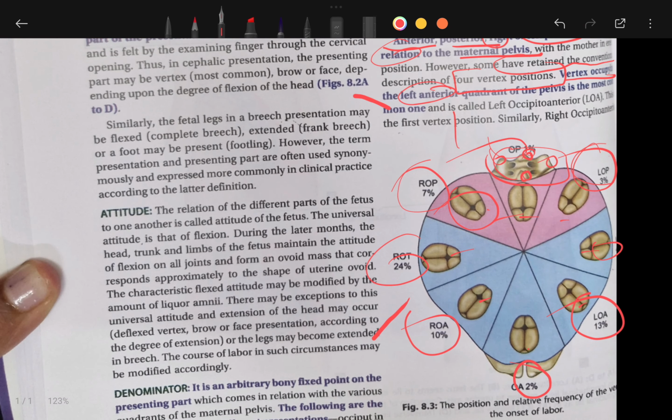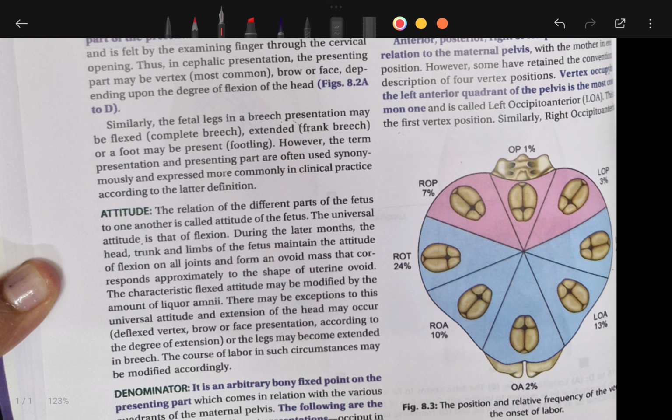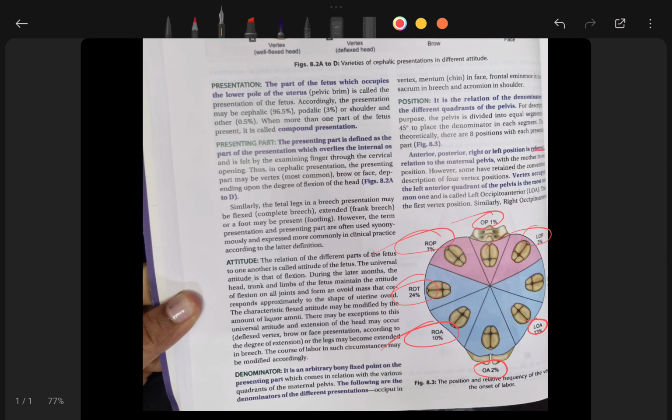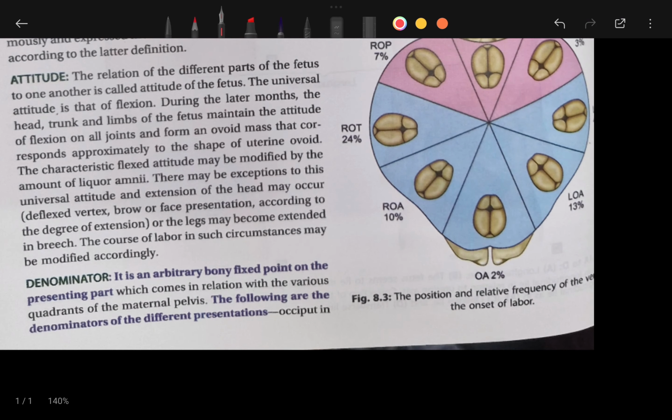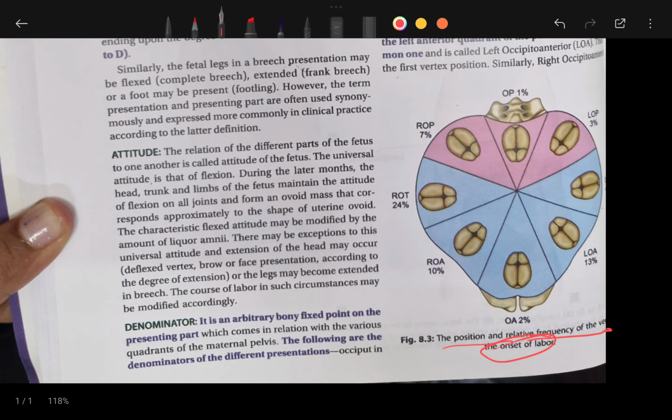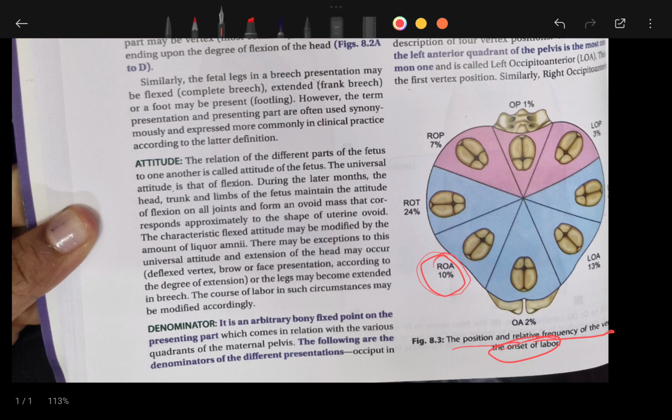So this O represents occipito, because occiput is the presenting part. So the position may be any of the 8 quadrants: occipito anterior, occipito posterior, right occipito anterior, right occipito transverse, and left occipito anterior, posterior and transverse. These are the 8 quadrants into which we divide the maternal pelvis. I'll read this once out. The position and relative frequency at the onset of labor. Chances of being in a right occipito anterior is 10%, transverse is 24%, which is the most common, and this 1%, 7%, 3%, all this.